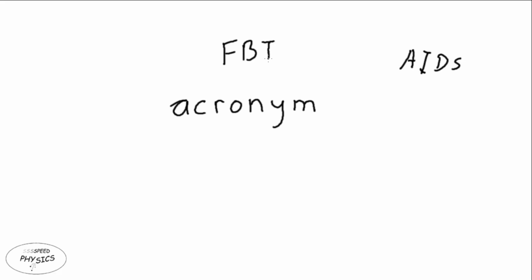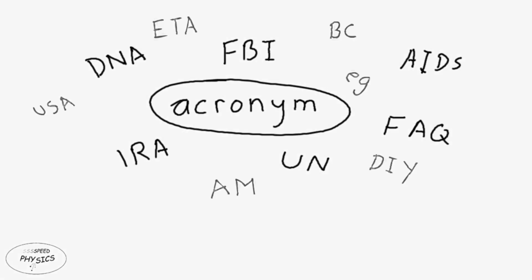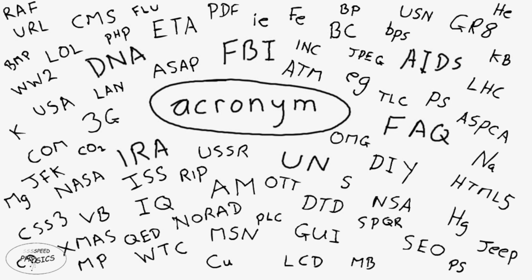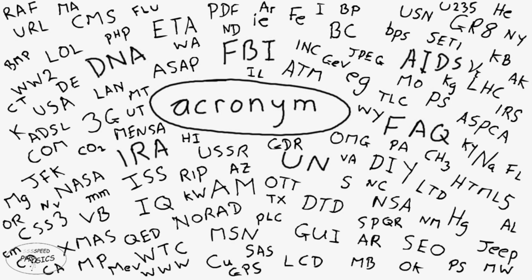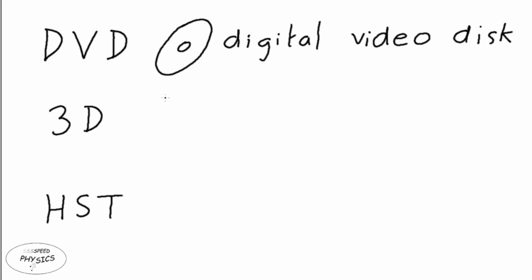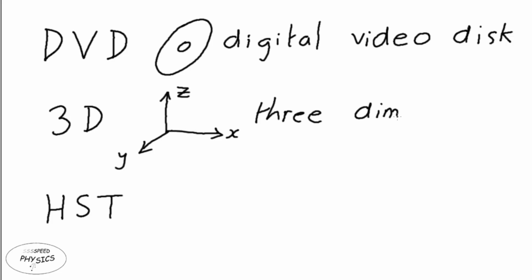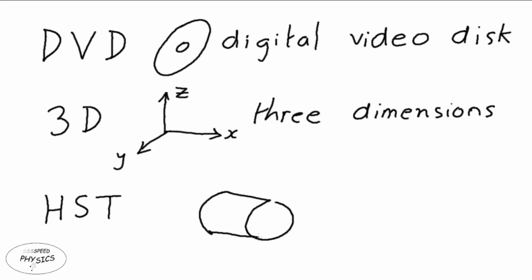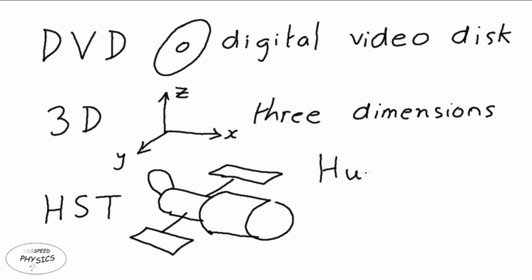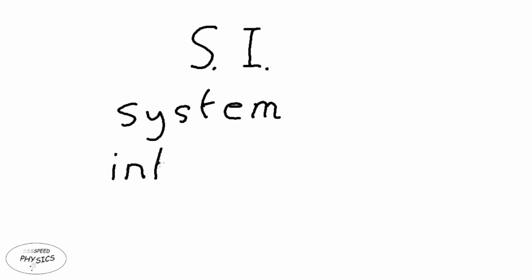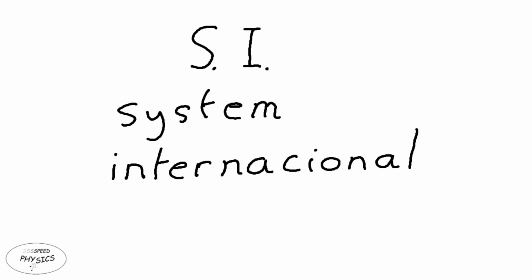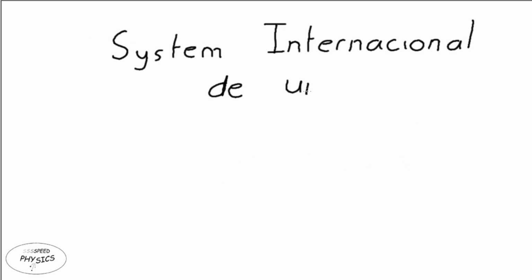So what do we know about SI? Well, first, SI is an acronym, which is really an abbreviation or shorthand for a word or group of words. It often takes the form of a jumble of letters and sometimes numbers, with each letter representing a word, though this is not set in stone. Examples are DVD, digital video disc, 3D, three-dimensional, HST, Hubble Space Telescope. Get my drift? So, what does SI stand for? Système International de Unités, which means the International System of Units.